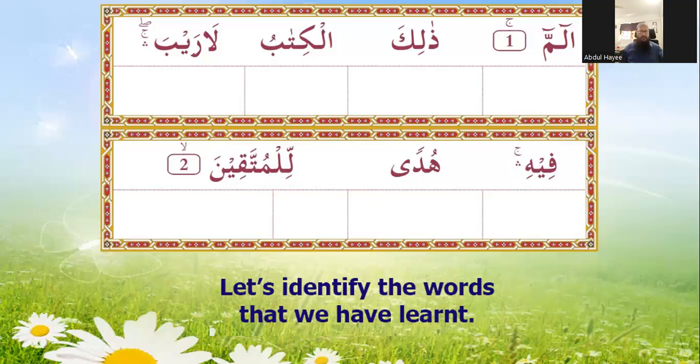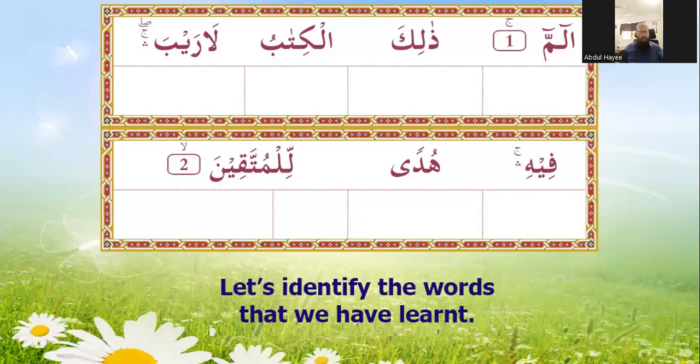Hudan is a noun because there is a tanween. Hudan, this is also something we have studied: hidayat, ihdina sirat al-mustaqim. We have studied this hada. Lil muttaqin, break it. It has two parts, li and al muttaqin. Li means for, we have studied this harf, and al muttaqin, we know it's an ism because alif lam is there. It's a proper noun because it has an alif lam.